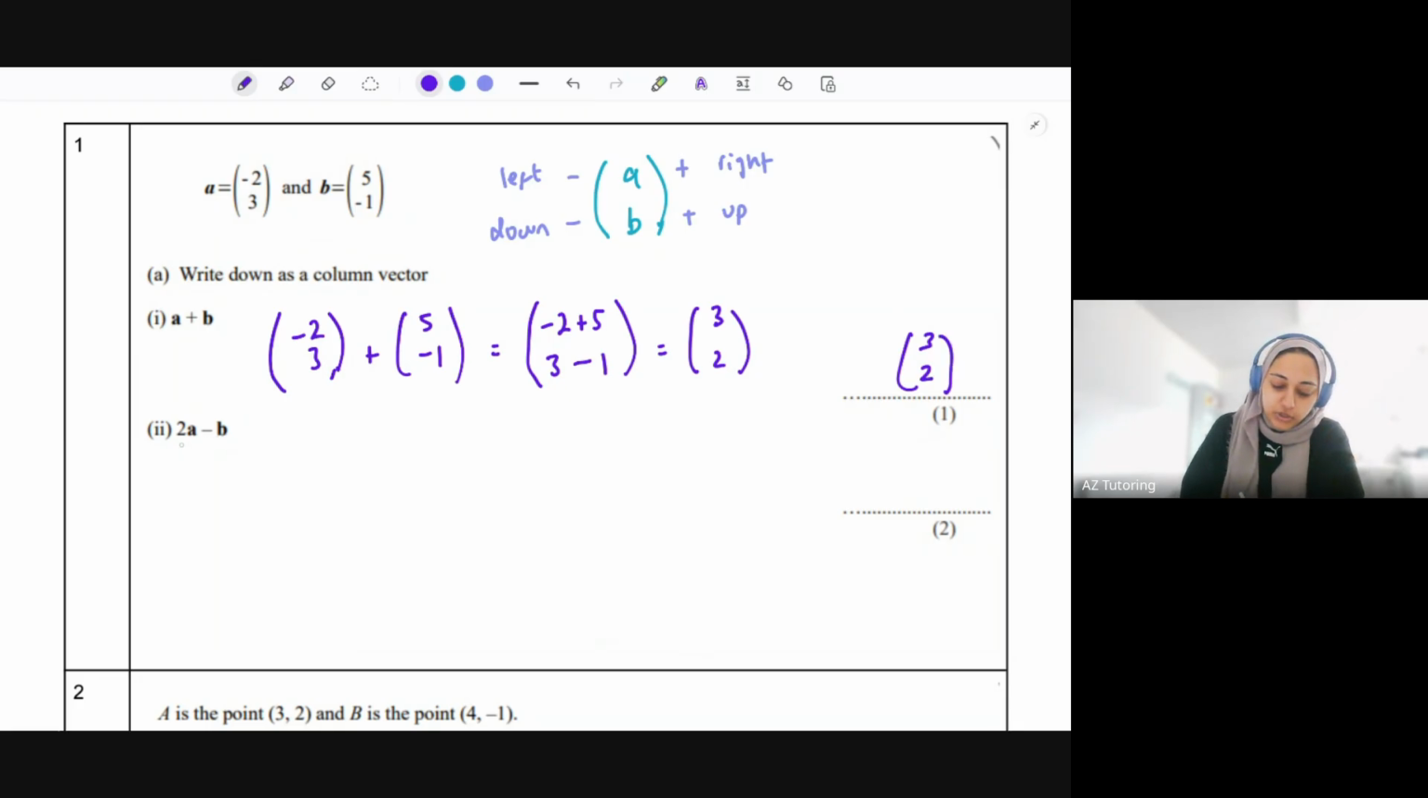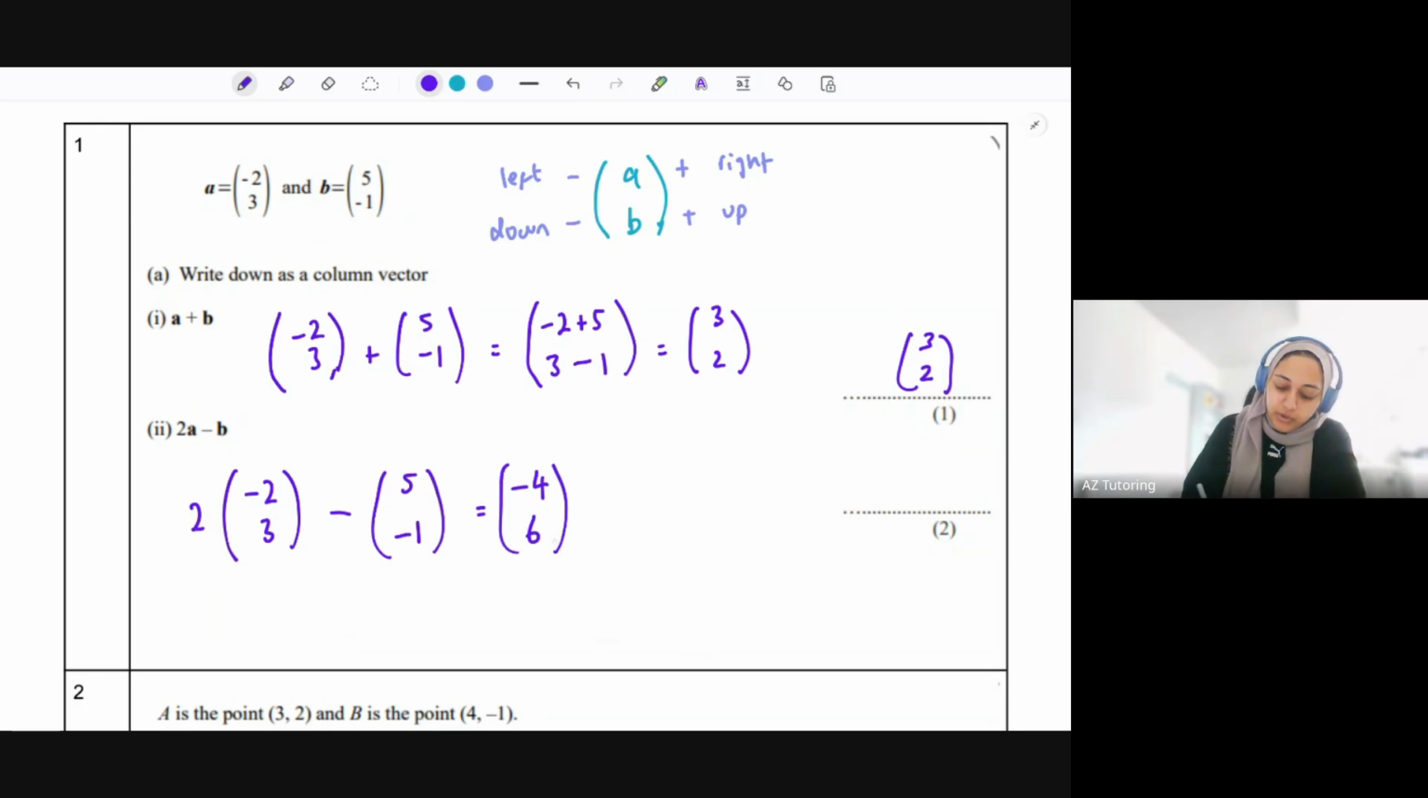For the next part, we've got 2 times A minus B. So 2 times A can be written as 2 times vector A, which is -2, 3, minus vector B, which is 5, -1. Working this out, we've got 2 times -2, which is -4, and 2 times 3, which is 6. Remember, when we're timesing vectors, the 2 times goes to the top and the bottom.